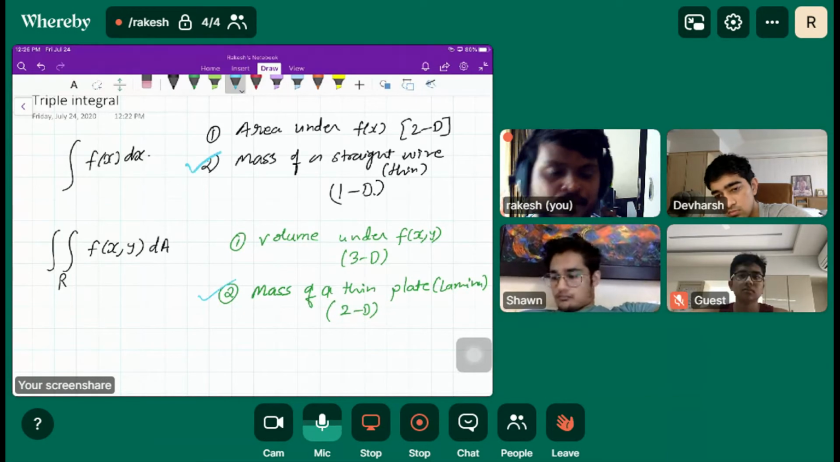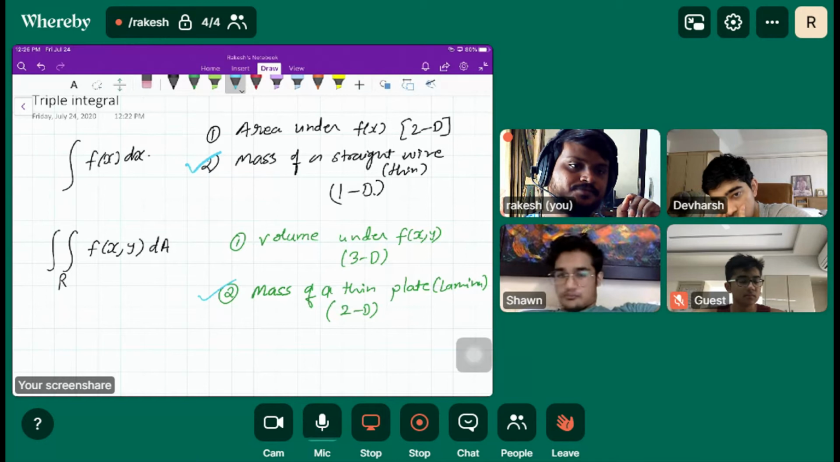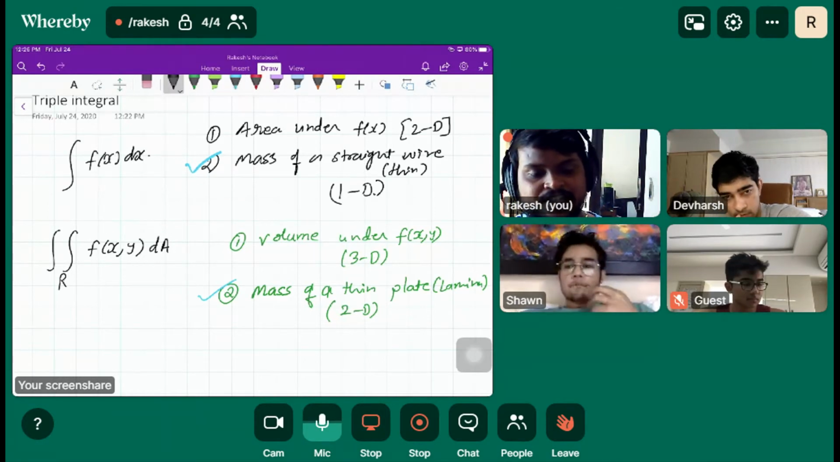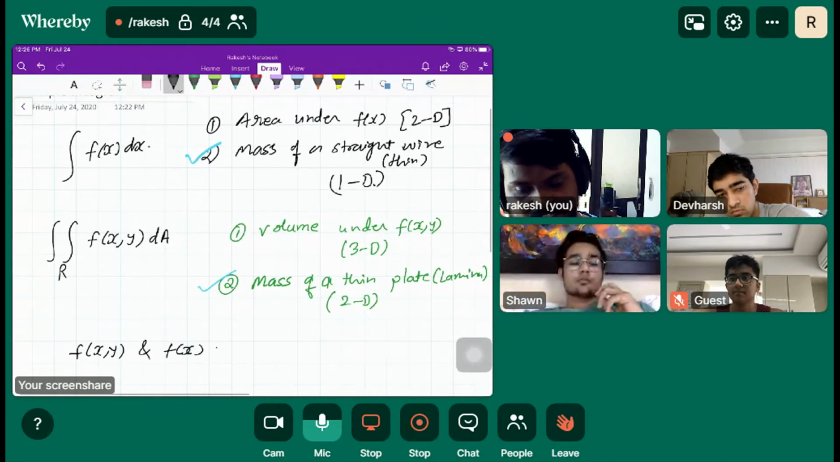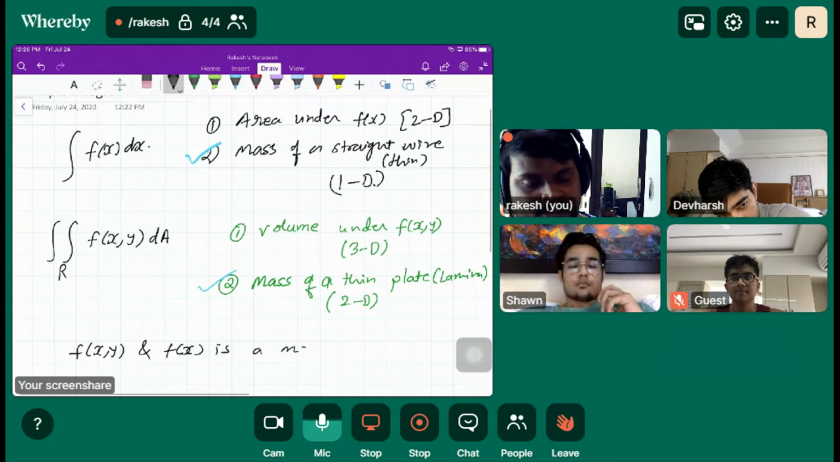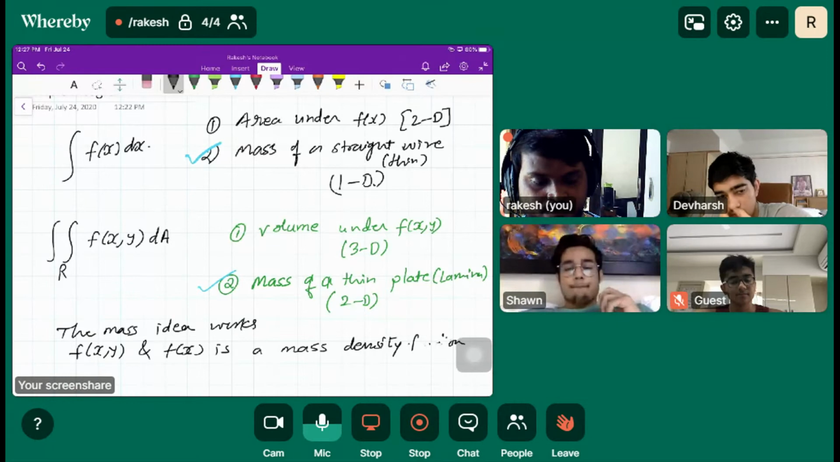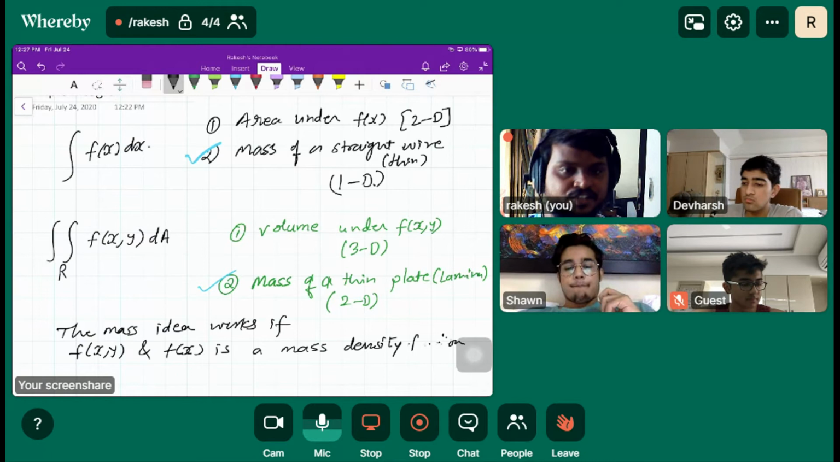Both mass ideas will work only when f of x comma y and f of x is a mass density function. If the mass density function is given, then the mass idea works.